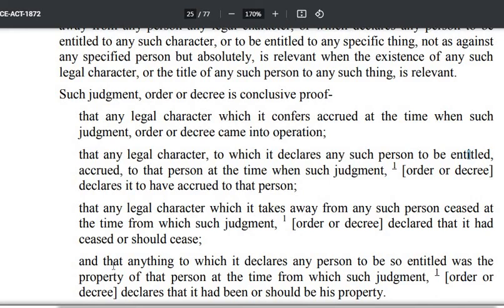From which the decree was passed. Similarly, suppose a judgment is passed that A was the owner of the particular property, and that was a judgment in rem, then in that case the previous judgment will be a conclusive proof of the fact that from a particular date on which the decree was passed, this person was the owner of the property.